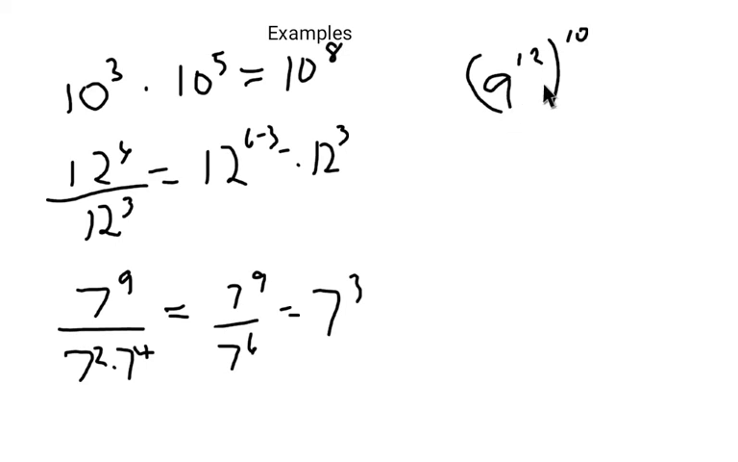The last example is a power to a power, or power of a power. We would have 9 to the 12th 10 times. 9 to the 12th times 9 to the 12th times 9 to the 12th, I'll stop there, 10 times. It's going to be 9 to the 12 times 10, which would equal 9 to the 120th power. And, yep, that's it for today.